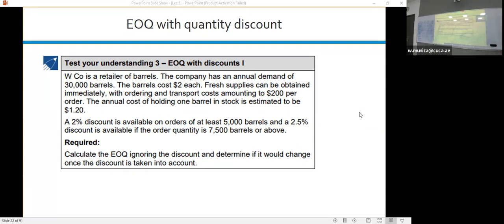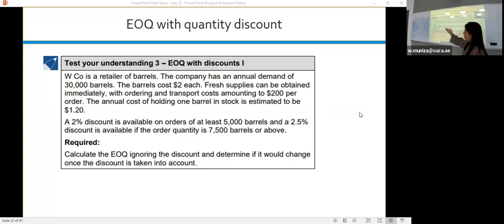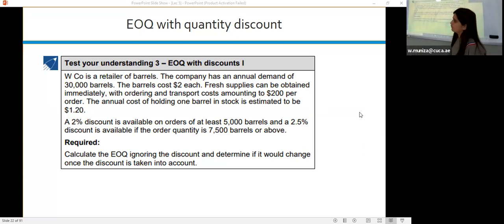It means that if we order 5,000 units, we are at the lowest cost. Yes, we are going to get the lowest cost. So instead of ordering 3162, we should be going for 5,000 units. In this case, we are not going to go for economic order quantity. We will be going for 5,000 units because there is a discount.